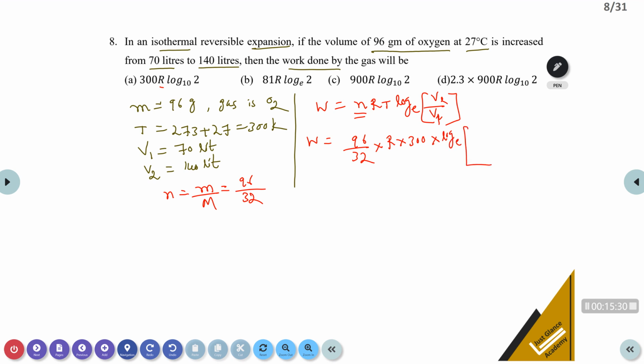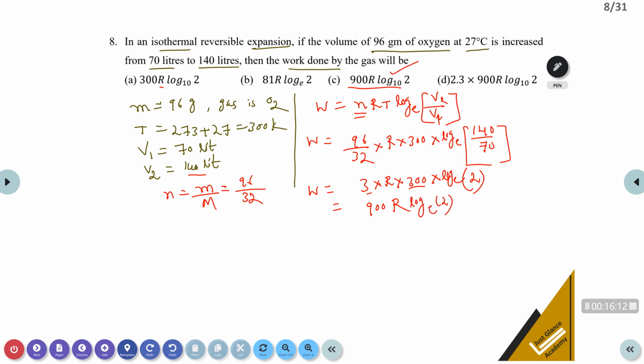V2 equals 140, divided by 70. Simplify it: 3 into R into 300 into log to the base e of 2. Of course, no need to convert because the ratio of 70 liters is there, so it cancels. Here, this becomes 3 into 300, which is 900. 900 R log to the base e of 2. So this is the right choice.